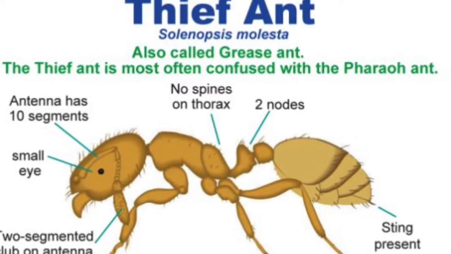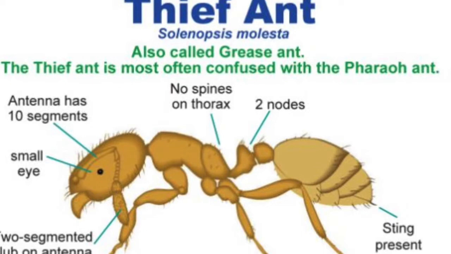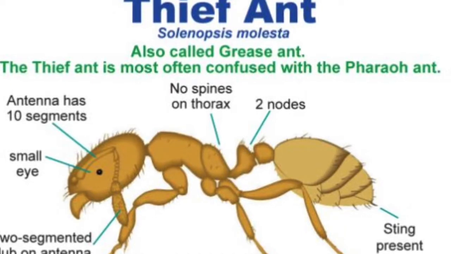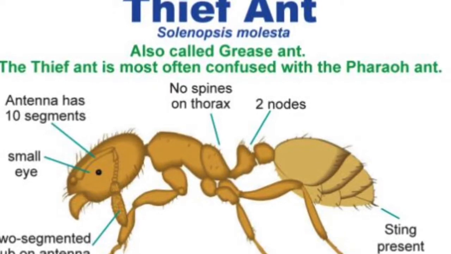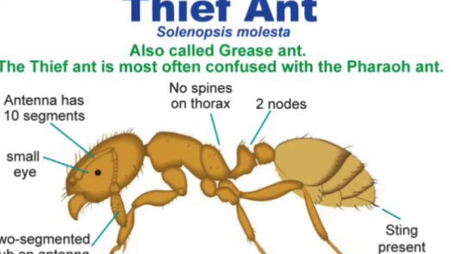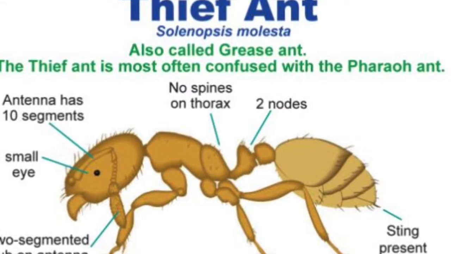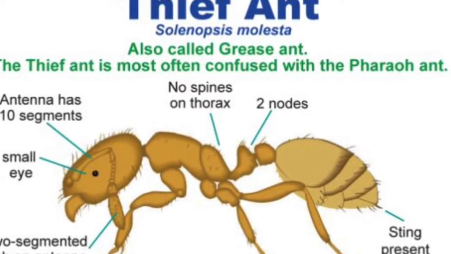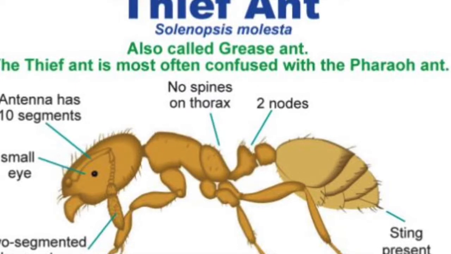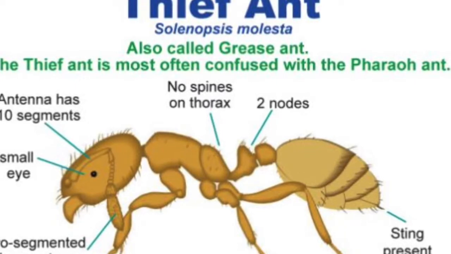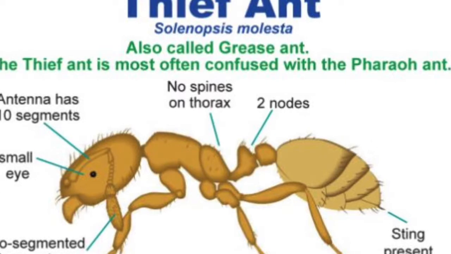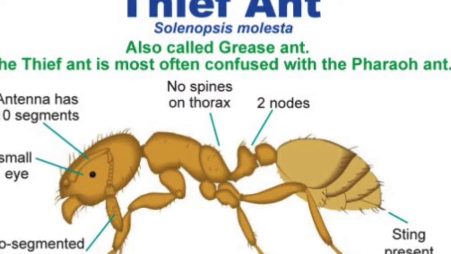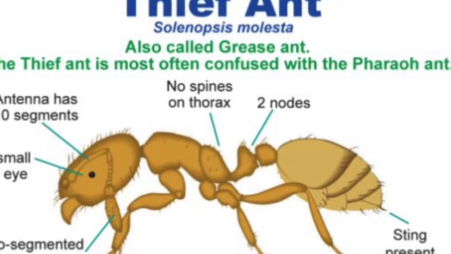Now the theft ant is a very small, light brown or yellow ant. It's less than 1/16 of an inch. The antenna has 10 total segments, which ends in a 2-segmented club. So if you notice on this photo, on the end of its antenna, it has a 2-segmented club. That big part at the end of the antenna is known as the club.